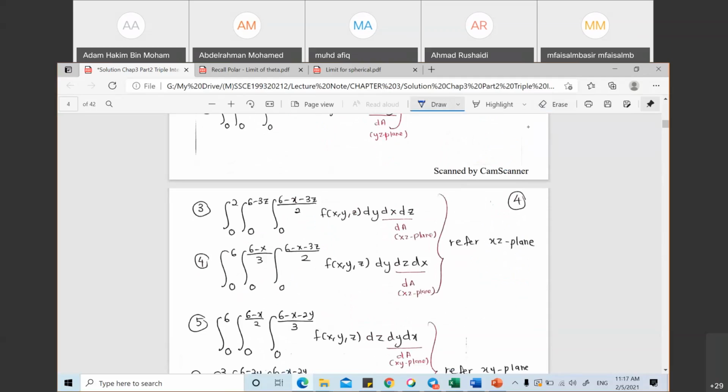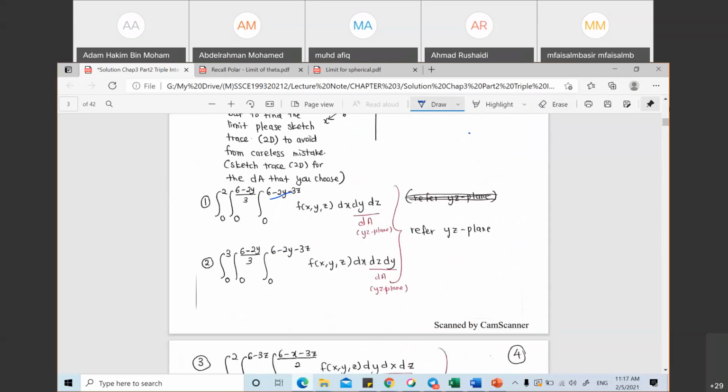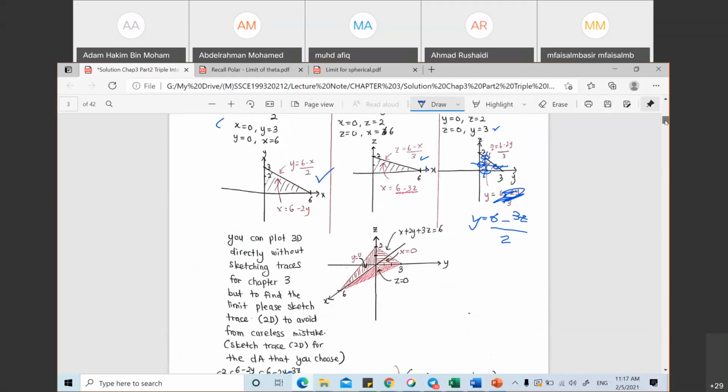So this should be 6 minus, this is correct, 6 minus 3z over 2. Okay. Then I have 0 to 3.